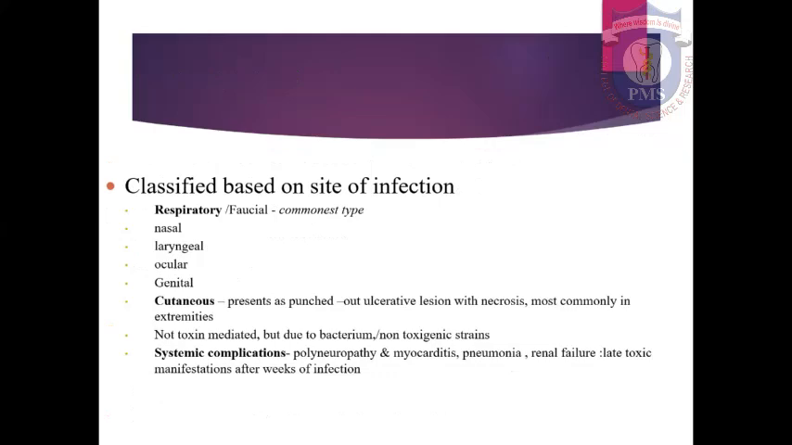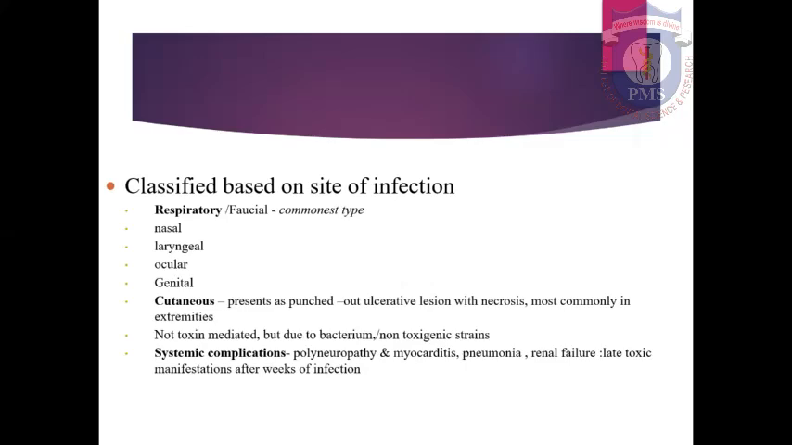Diphtheria can be classified based on site of infection as respiratory or faucial, which is the commonest type, nasal, laryngeal, ocular, genital, cutaneous, which will be presented as punched out ulcerative lesion with necrosis, most commonly in extremities. Then systemic complications include polyneuropathy and myocarditis, pneumonia, renal failure, late toxic manifestations after weeks of infection.